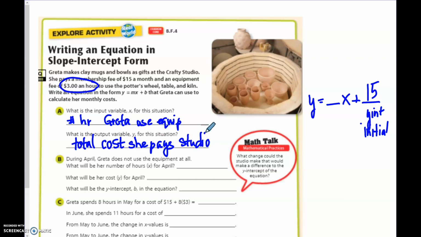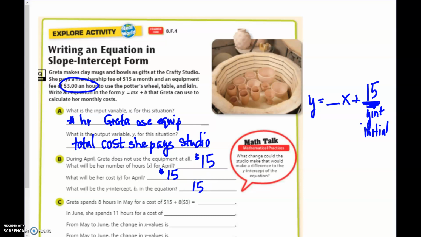So during April, Greta does not use the equipment at all. So if she doesn't use the equipment at all, does she pay $0? Nope. That's when she pays that initial value of $15, and that's why we wrote that as that y-intercept. So what will her cost be for April? Well, for April, since she's not using the equipment at all, it's just going to be that initial value of 15. And what will the y-intercept be? That is 15.